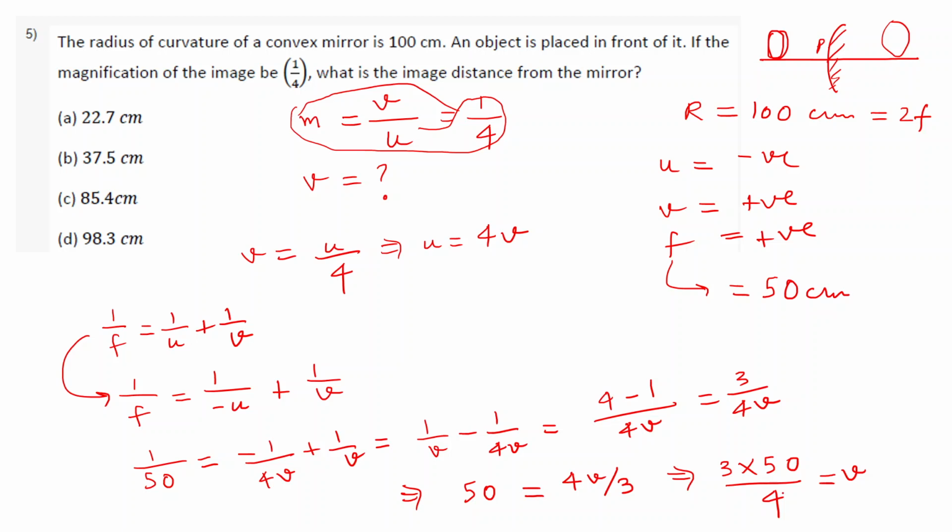When I solve this, let me use my calculator. This will be 50 times 3 divided by 4, which will be 37.5. I'm getting 37.5 centimeters as the value of image distance. So this is the correct option.